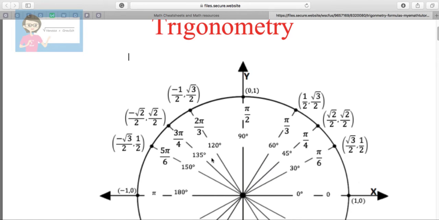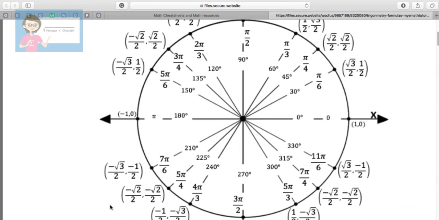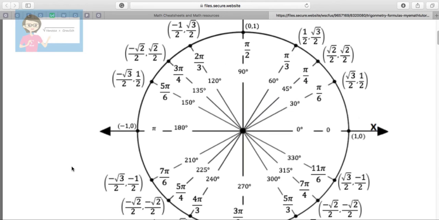What if I ask you what is the sine of 240? You're going to tell me it's the Y value, minus the square root of 3 over 2. What if I ask you what is the cosine of 315? You're going to look at the X value, negative square root of 2 over 2.